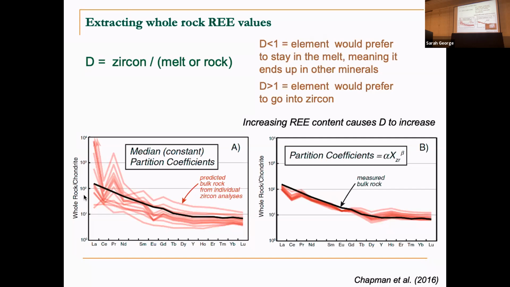And so this black line here is the measured bulk rock value. So that's what we should be correcting back to. And these red bars here are just individual zircon crystals. So using the old method, not a very good job of reconstructing that black line. Using this new method, much better job.